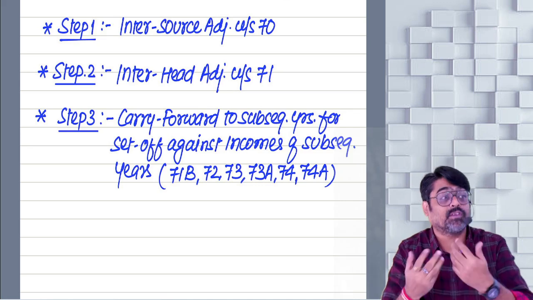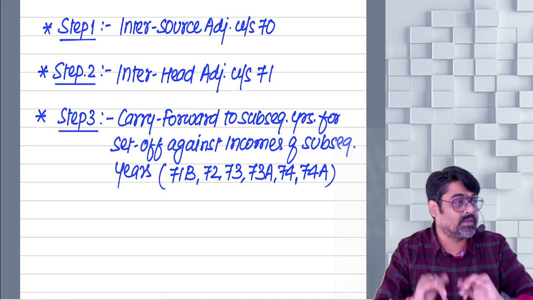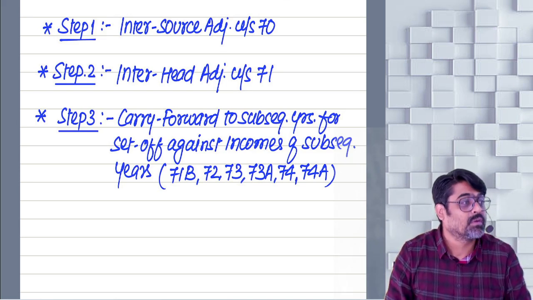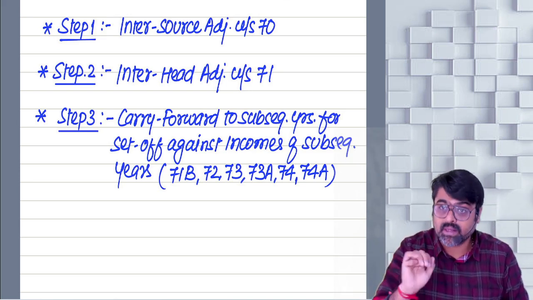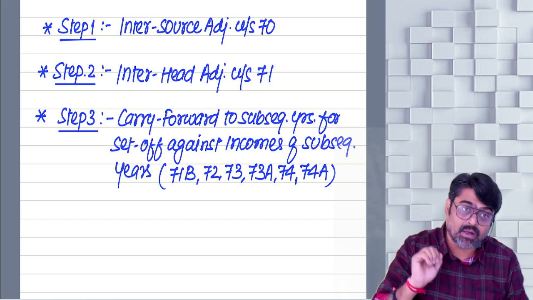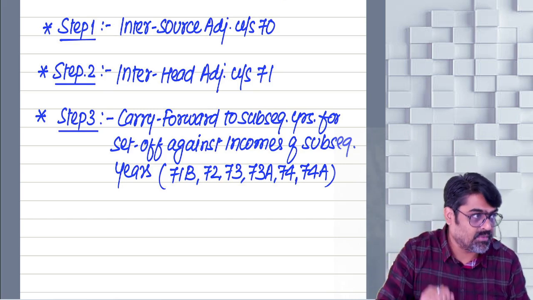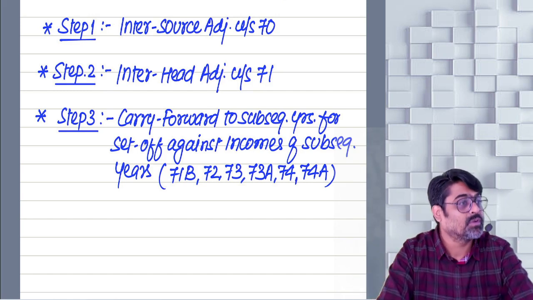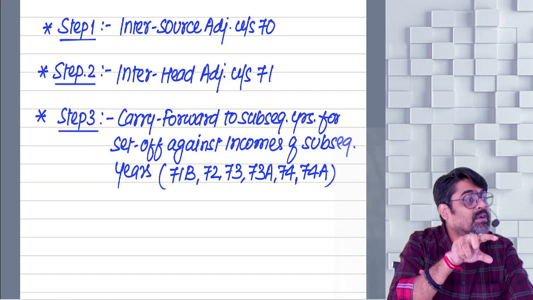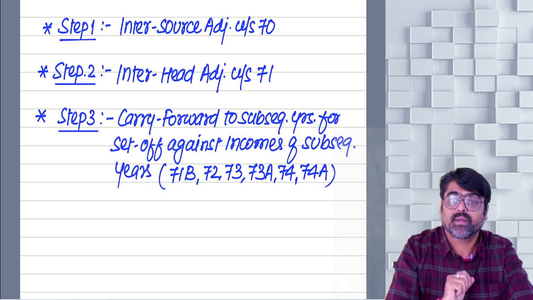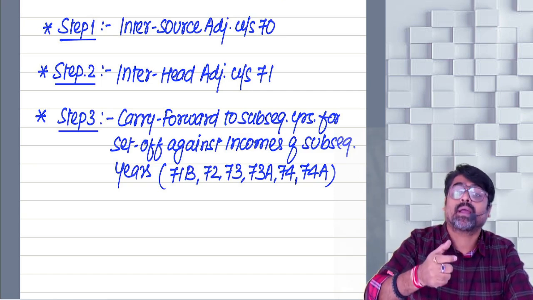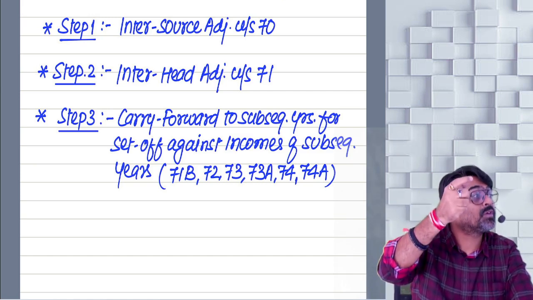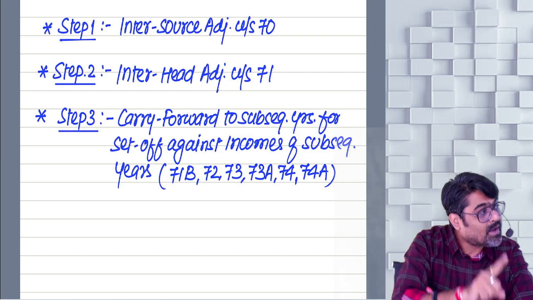Or when there is any other source of income, but that source is also having a loss. If any other source of income is there, that source is having a gain, positive income, but that positive income is less as compared to the loss of this source, then the loss cannot be adjusted within the head. That loss will now become the loss of this head. Now do the second step.